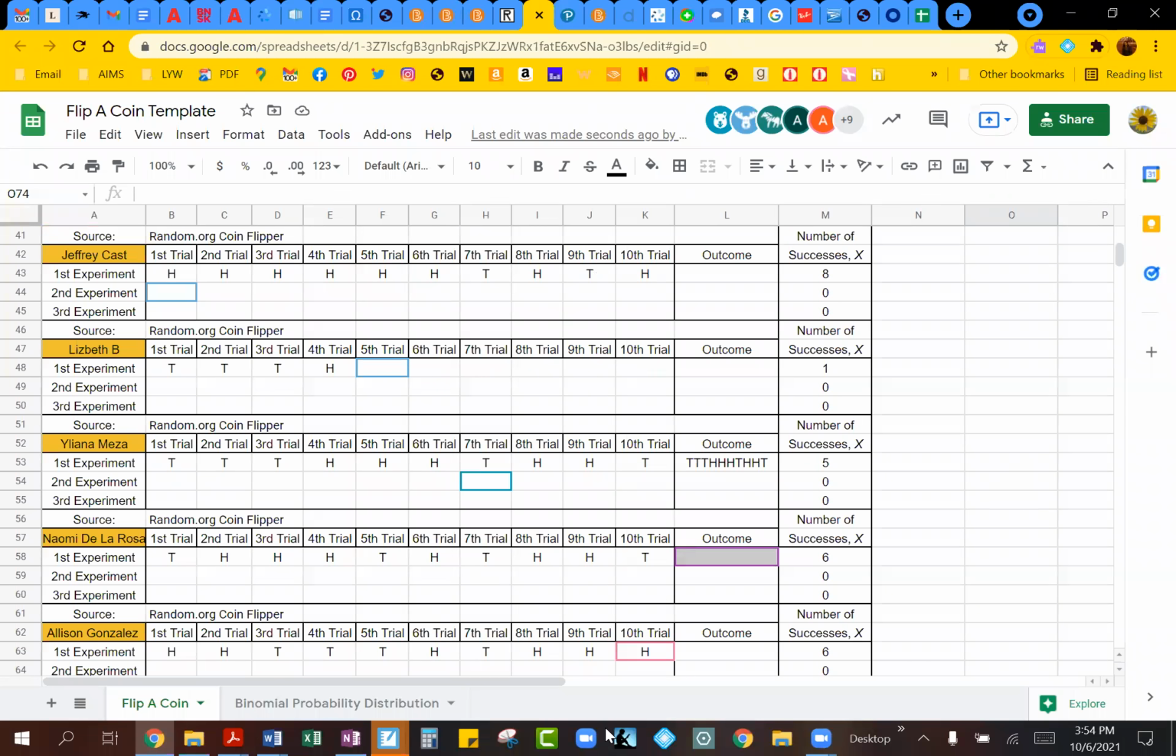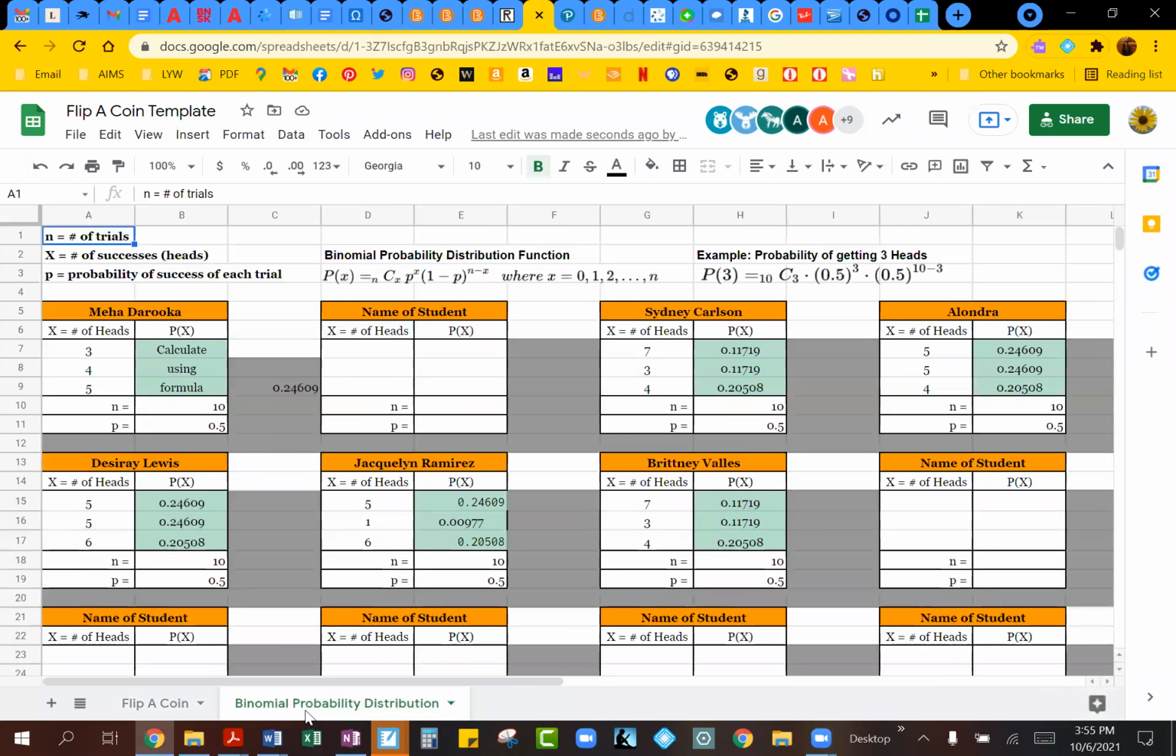Okay, guys, so if you have your first 10 coin flips done, then you will see on that same worksheet, you have a second spreadsheet on the bottom. You will see it says binomial probability distribution. So that's where you want to go next. So that'll be the second page. And again, let's get rid of some of this data here. And I actually want to show you how these formulas work.